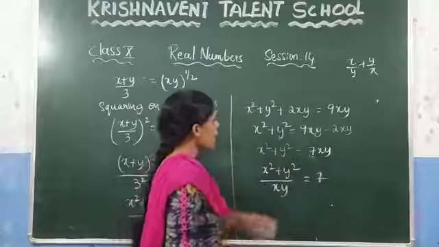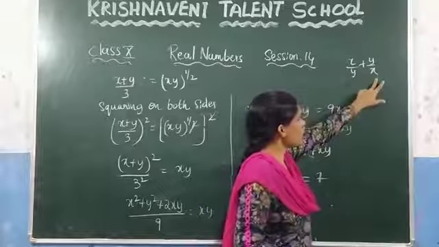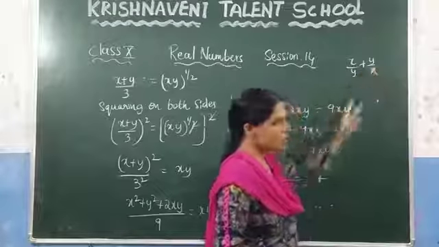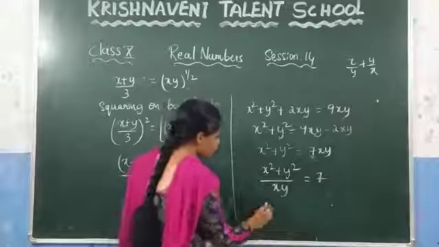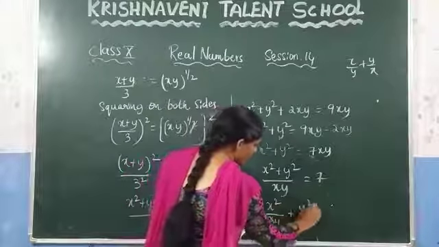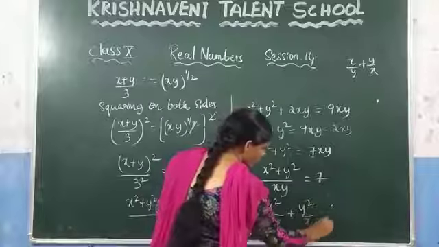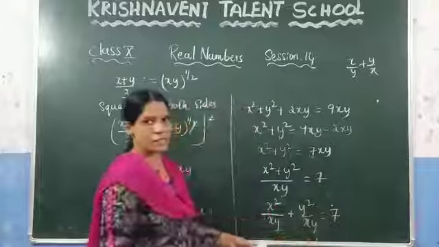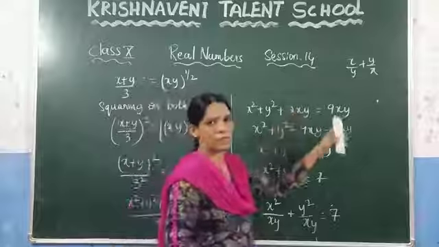We need to know the value of x by y plus y by x. This one they have separated. Now separate this value here. So you can write this one as x square by xy plus y square by xy is equal to 7. We have separated these things because we need to find the value of x by y plus y by x.